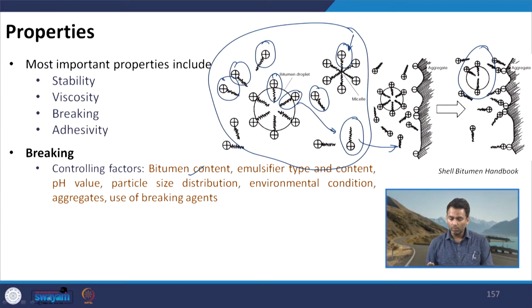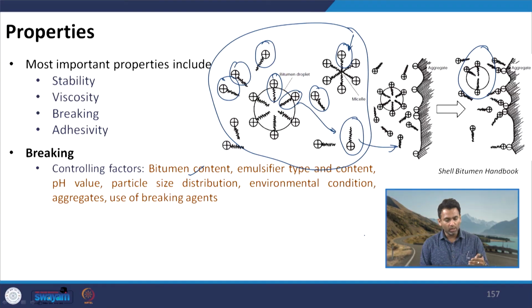So, depending on the emulsifier type and content, the breaking rate can be variable. Talking about the pH value, it is said that by reducing the acid content, the breaking rate of the emulsion can be increased. If the acid content is less, the breaking rate is higher, and it can also be varied by increasing the emulsifier content. In fact, the ratio of this acid content to the emulsifier content is an important factor which controls the breaking rate.